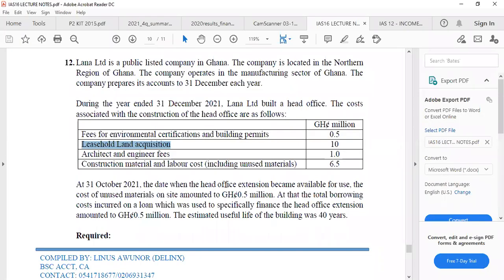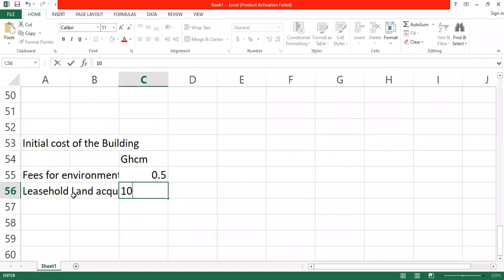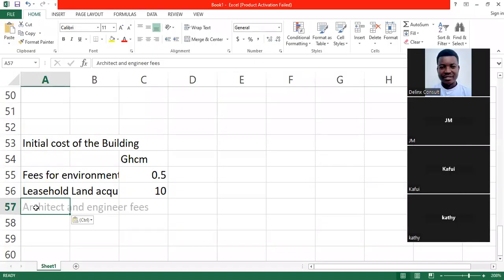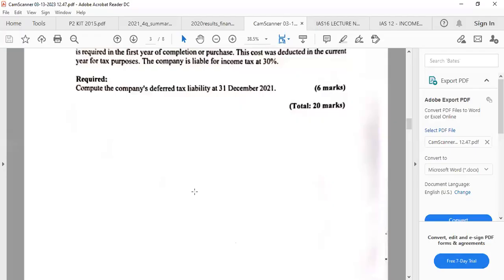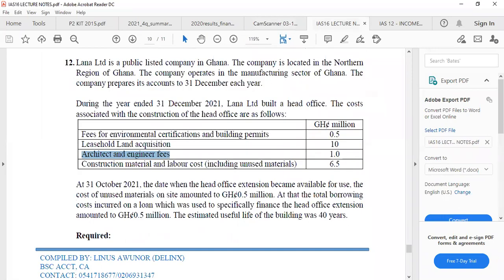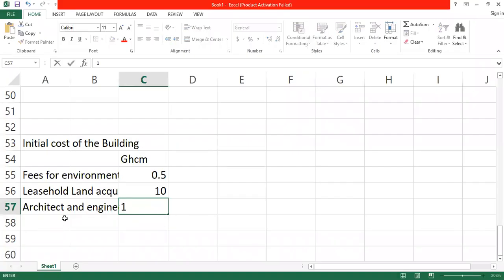What else? The architect and the engineer's fee. Without their plan, you can't go ahead, and without their site surveying and those things, we can't go ahead. So this is also a relevant cost to the building. How much is that? 1 million.